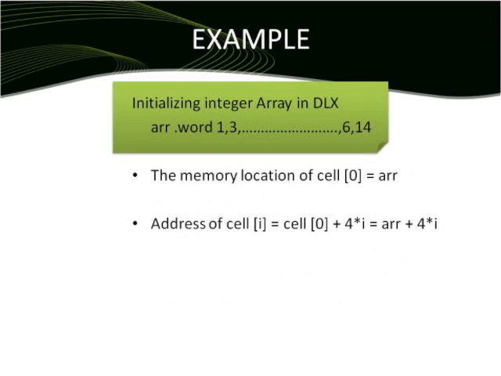The same concept applies in DLX when we initialize an array. We initialize an array R of type word, which gives each cell 4 bytes of memory as required for holding integers. Now, the memory location of cell 0 is defined as R, so hence, to find the address of the ith cell, it's simply the address of cell 0 plus 4 times I as we had previously, and in this case it's R plus 4I.